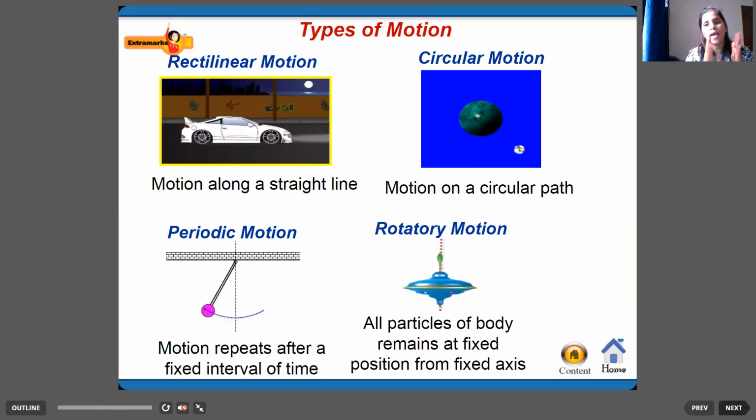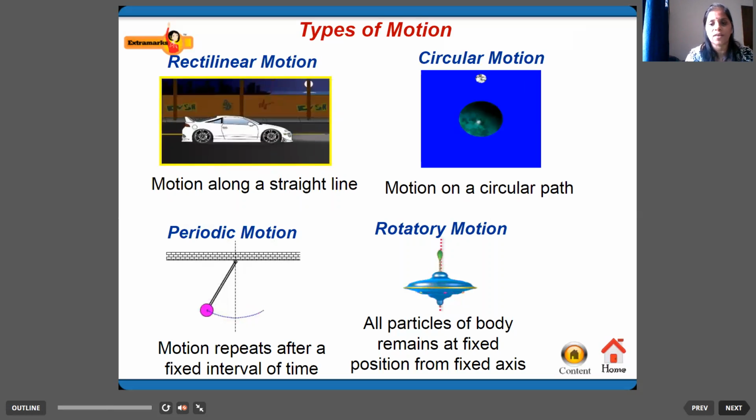Periodic motion is when the motion repeats at a fixed interval. Here you can see the object comes back to the mean position after a fixed interval of time. This sort of motion is known as periodic motion. Rotatory motion means when an object moves on a fixed axis, on one place. This is known as rotatory motion.